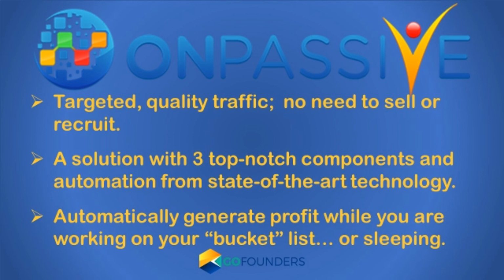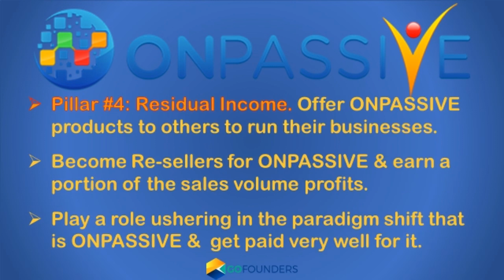Well, how about becoming a partner? That brings us to pillar number 4, residual income. Did you know that founders are resellers? Well, we are. By reseller, I'm talking about members that offer the Onpassive products to others to help them automate their businesses. As resellers, Onpassive will share a portion of the sales volume with us, sales volume being paid for through subscriptions. In this way, we become partners in success with Onpassive.